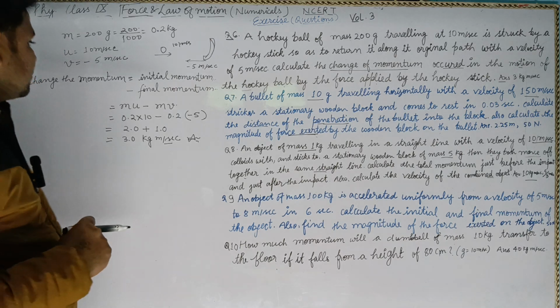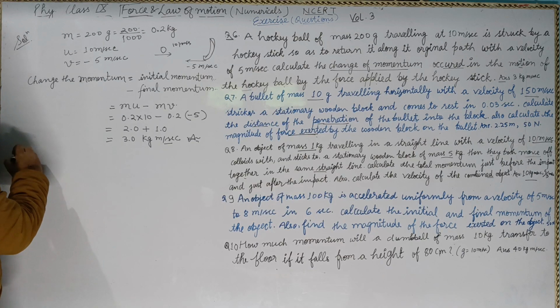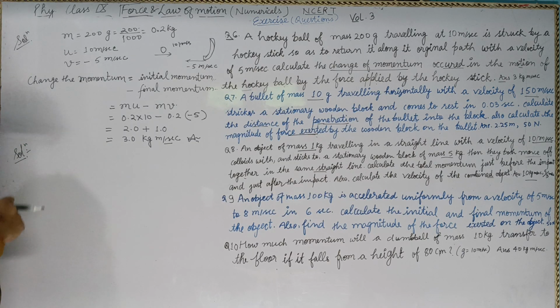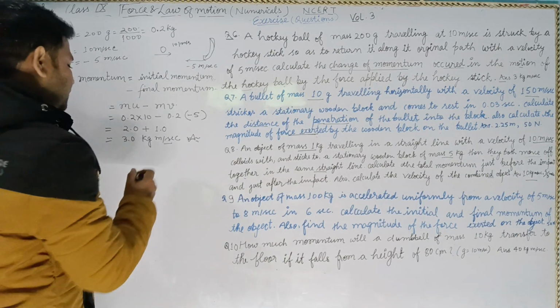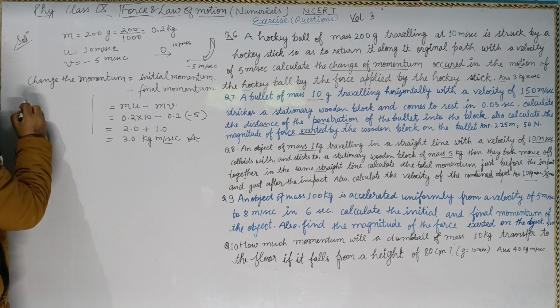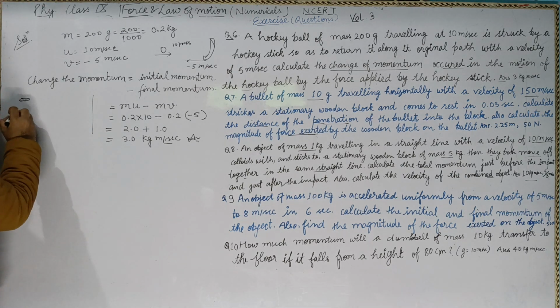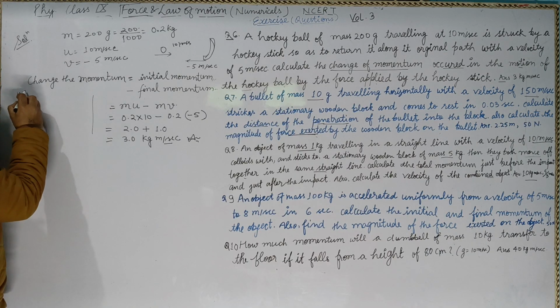Next question, question number 7, we have to solve. Given a bullet of mass 10 gram travels horizontally with the velocity of 150 meter per second. In question number 7, a bullet, its mass is given 10 gram and its initial velocity is given 150 meter per second.